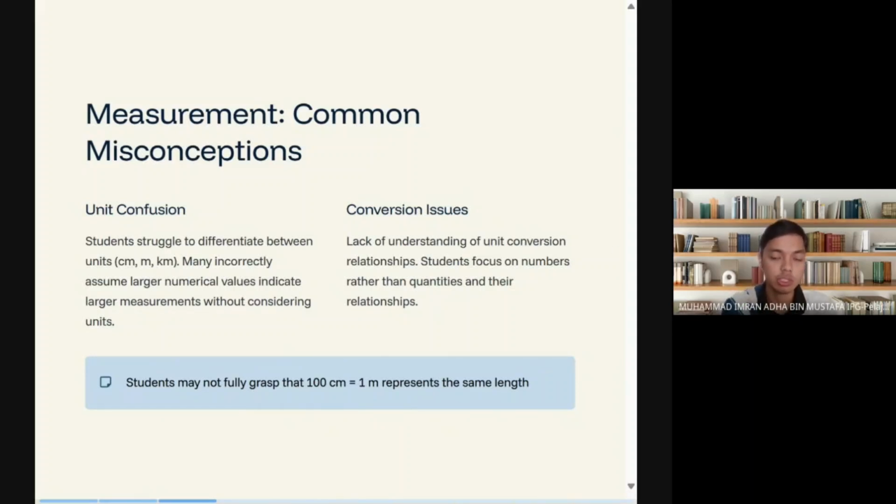So, this misconception shows that students may be learning measurement as isolated facts rather than as interconnected concepts. Without conceptual understanding, students cannot accurately interpret measurement in real world context.